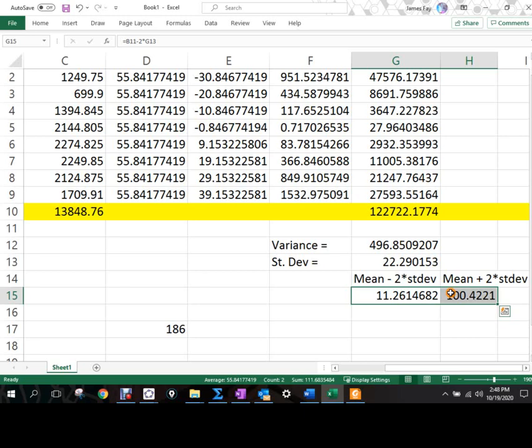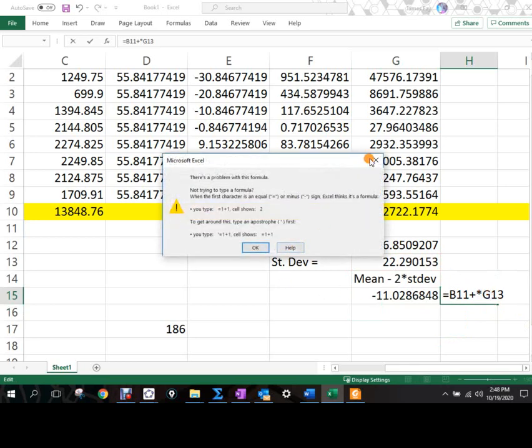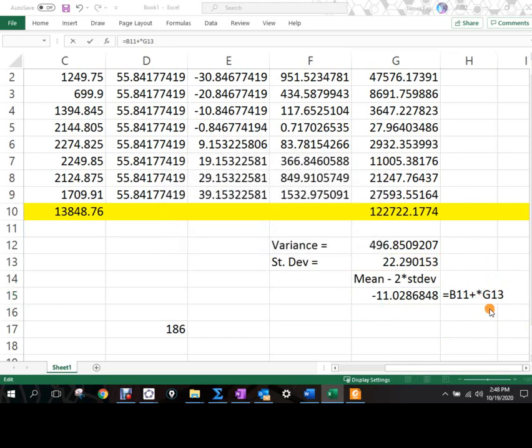Now, it then says if we want to go 3 standard deviations, all I've got to do is change that number to a 3, and this number to a 3.